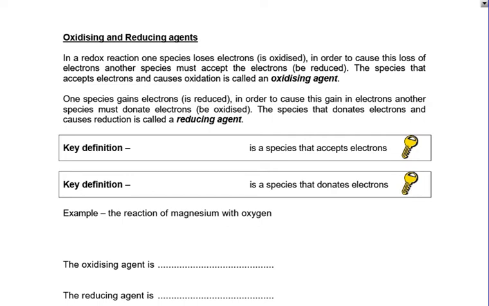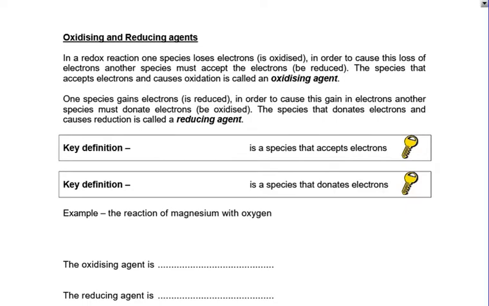So in this video we're going to introduce two new terms that you probably haven't come across at GCSE, and those are oxidising and reducing agent. So we've already looked at how in our reaction one element is being oxidised, is losing electrons, and another element is being reduced, is gaining them. So for somebody to gain, somebody else has to lose. For you to gain some pocket money, your parents have to lose that money. And so there's a transfer of these electrons.